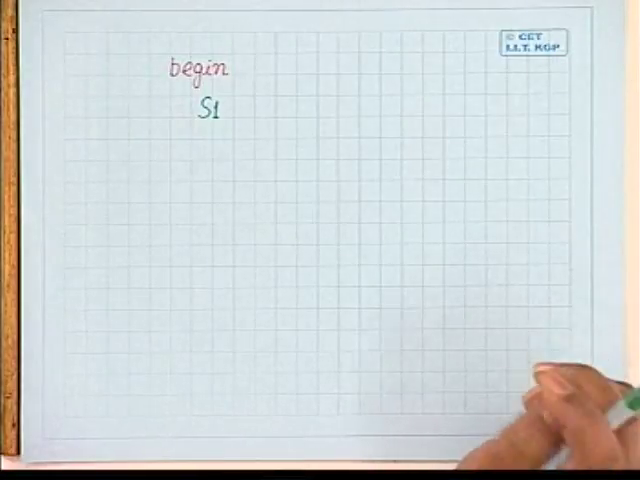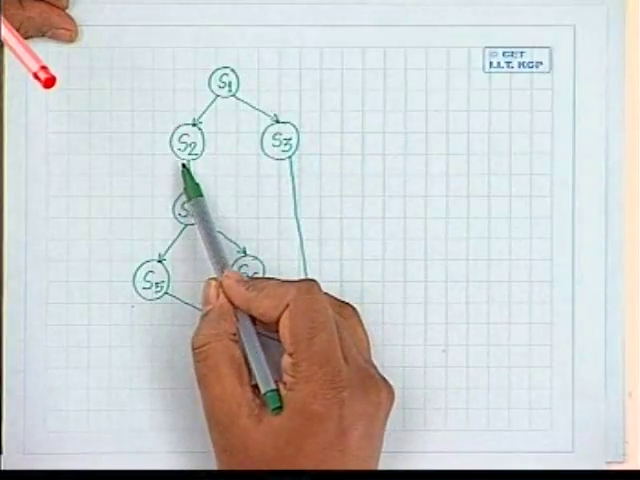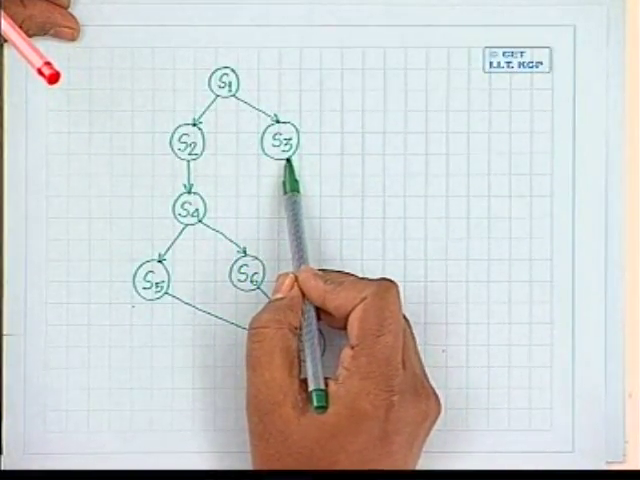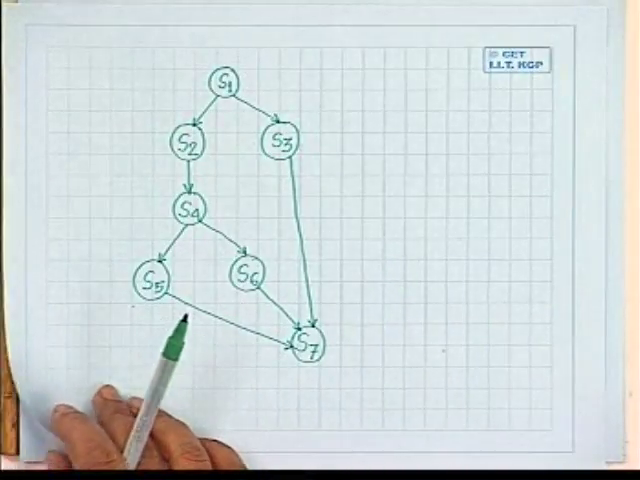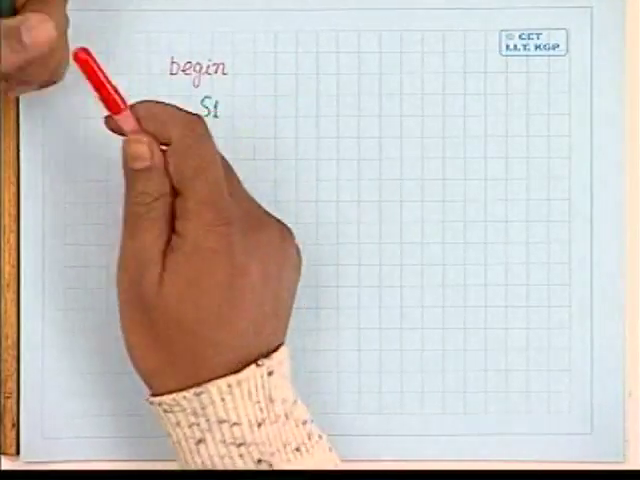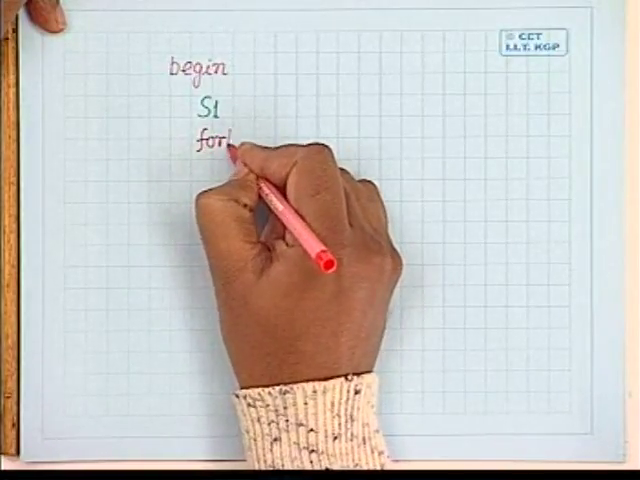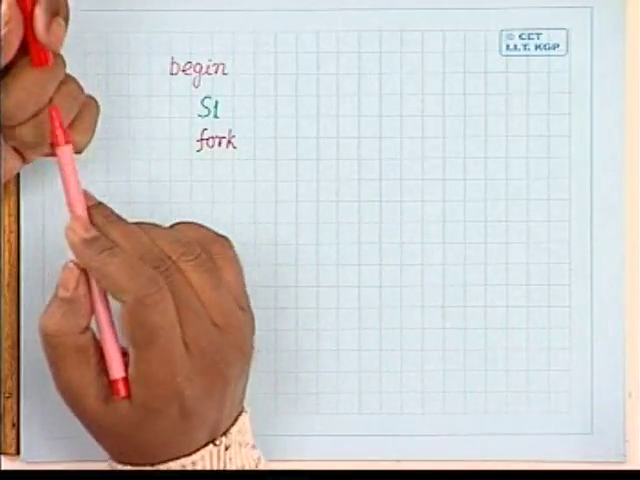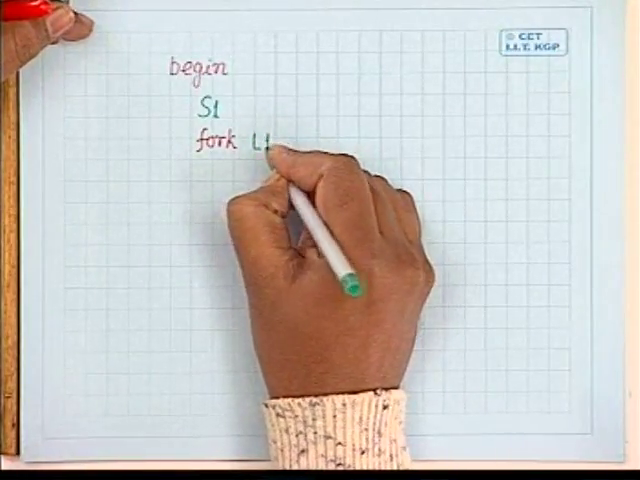After S1 is completed, I can create two processes. After completion of S1, one process will execute S2, the other process will execute S3. That means I have to have a system call for creation of a new process. So the system call that we will assume is a fork system call, for creation of a process. And the fork system call has to work with a label. So I'll say fork L1.